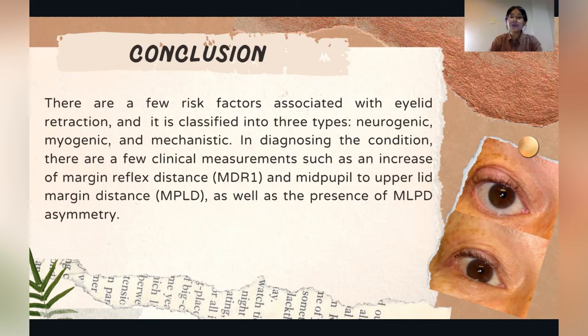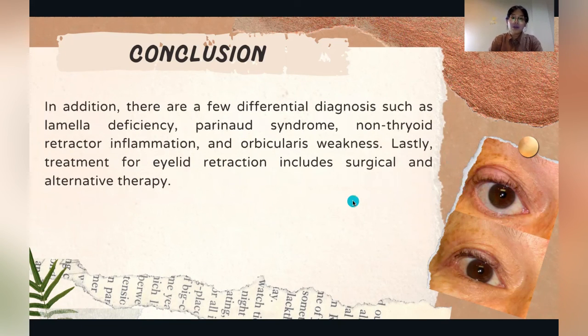In diagnosing the condition, there are a few clinical measurements, such as the increase of margin reflex distance, or MRD1, and mid-pupil to upper lid margin distance, or MPLD, and the presence of MPLD asymmetries. There are also a few differential diagnoses such as lamellar deficiency, Parinaud syndrome, non-thyroid retractor inflammation, and orbicularis weakness. And lastly, the therapy for eyelid retraction includes surgical and also alternative therapies.